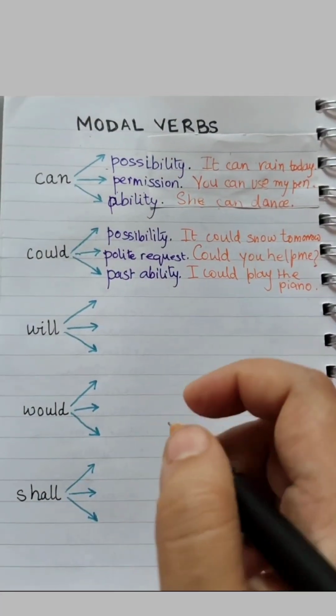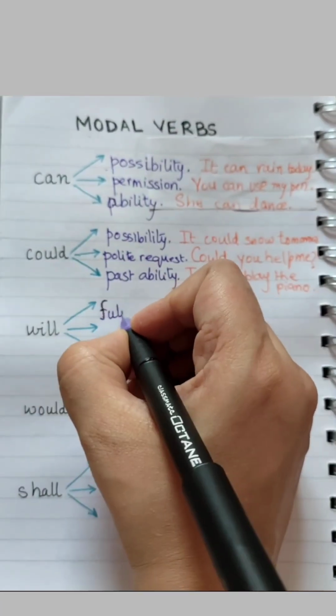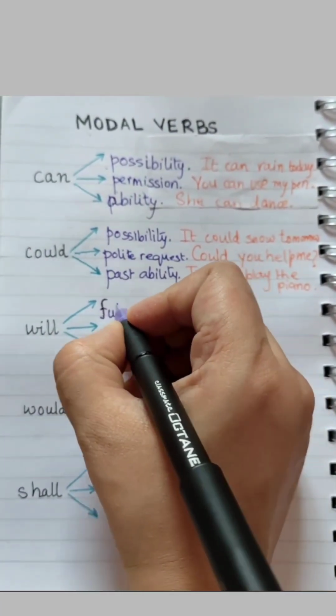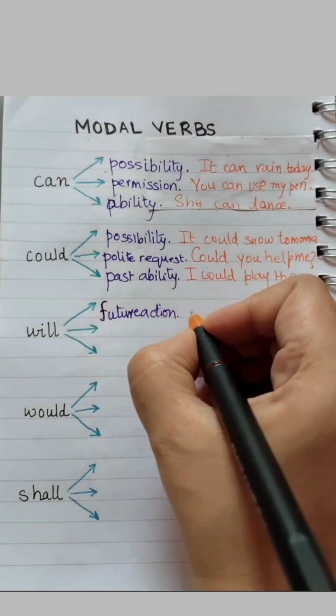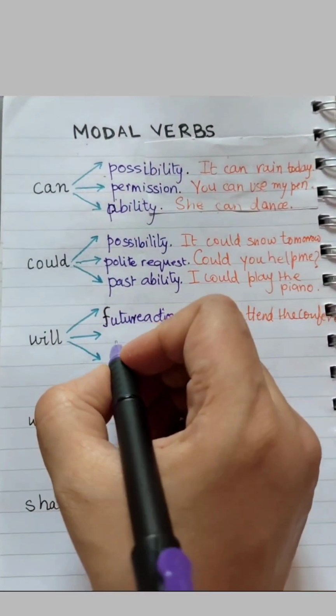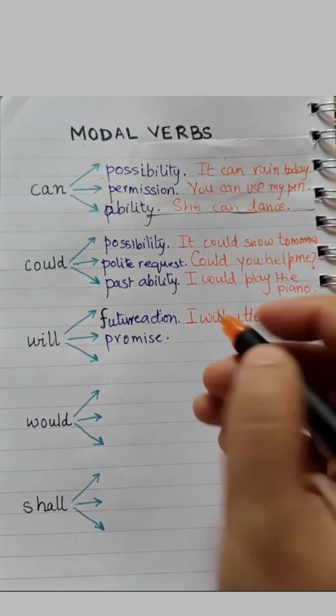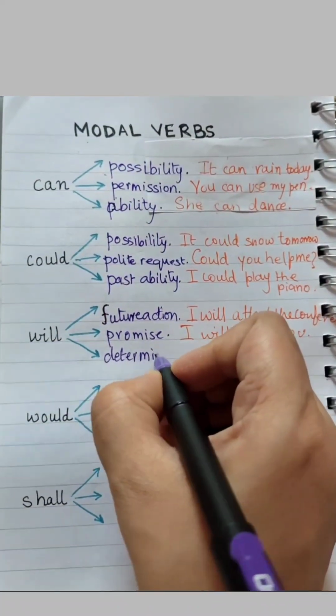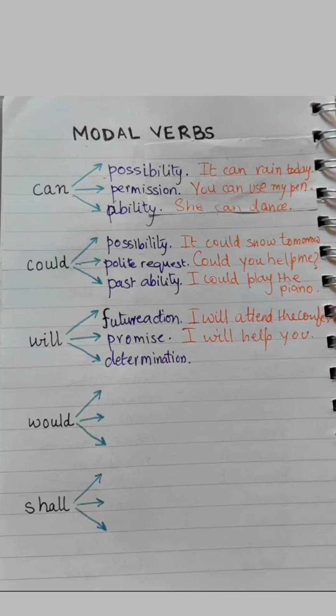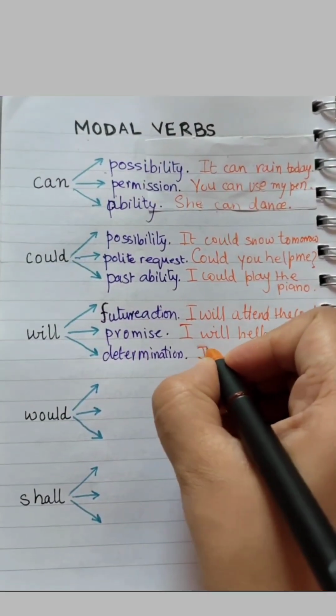Will. Will is used to talk about future actions. For example, I will attend the conference. Another use of will is to promise something. I will help you. It also expresses determination of doing something. For example, I will succeed.